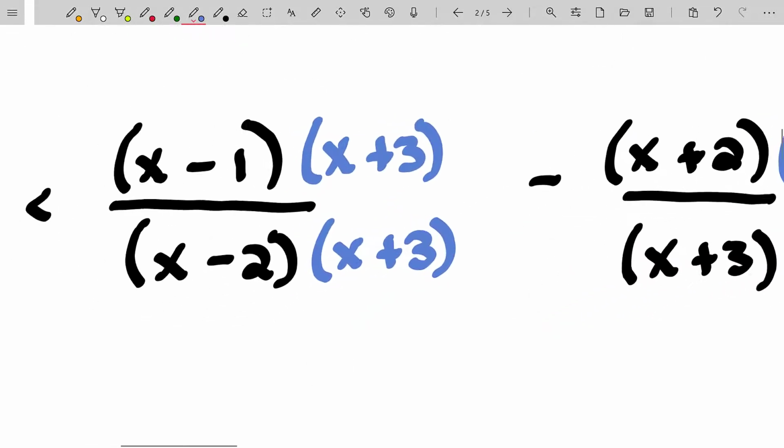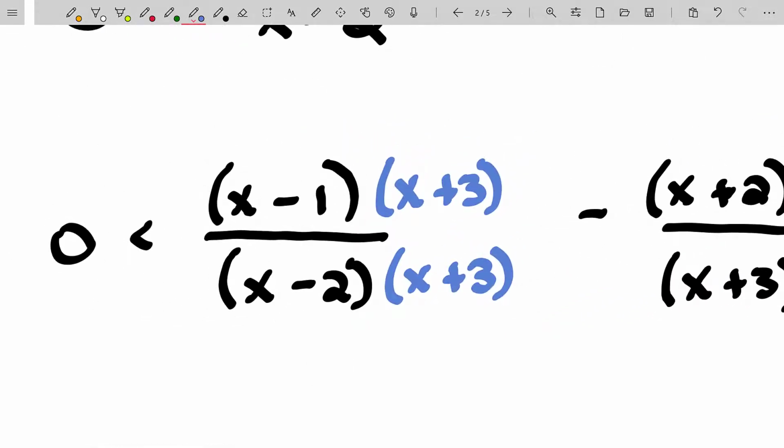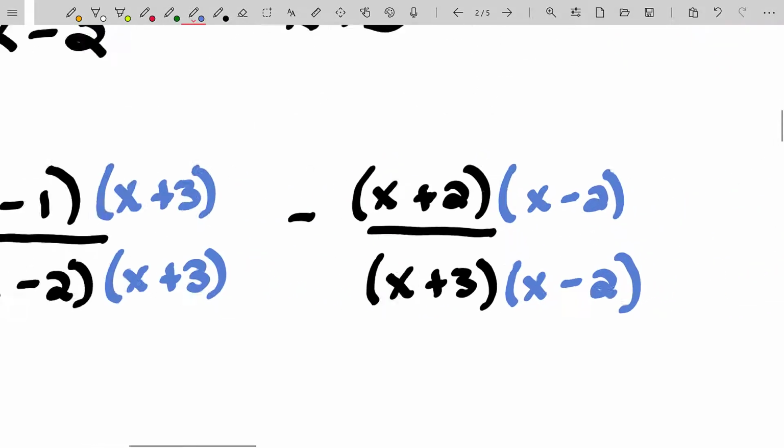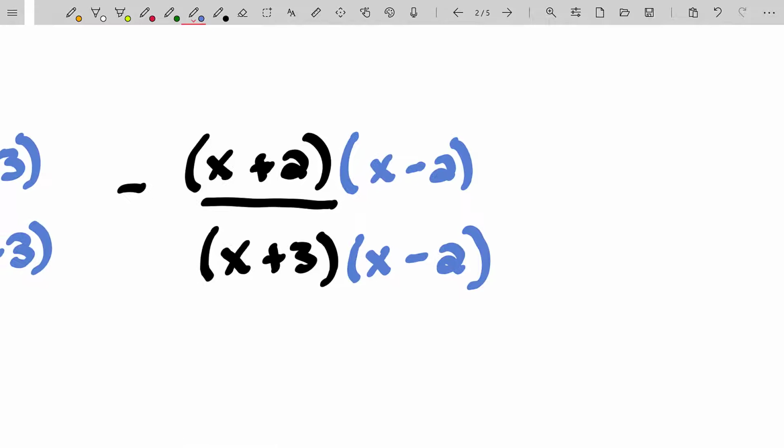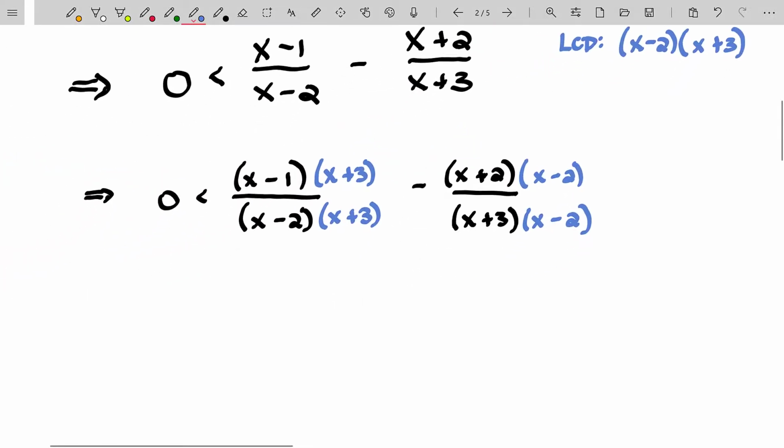Also notice, the first fraction I multiplied by x plus 3 over x plus 3. Basically, I multiplied by the number 1. That's what x plus 3 over x plus 3 is. So I'm not really changing the value of that fraction, just the look of it. I did the same thing for the second fraction. I multiplied the numerator and denominator by x minus 2. Again, essentially I'm multiplying by 1. Now at this point, because they have the same denominators, we can glue these two fractions together.